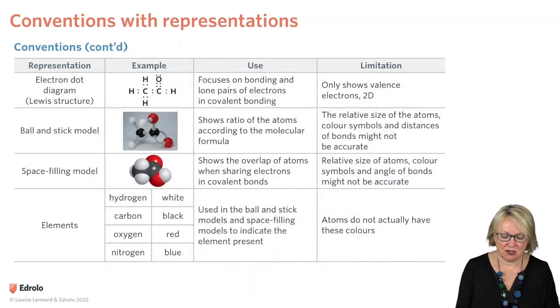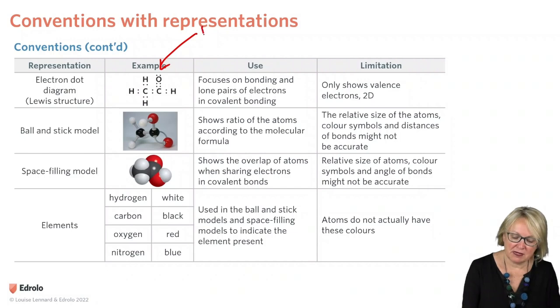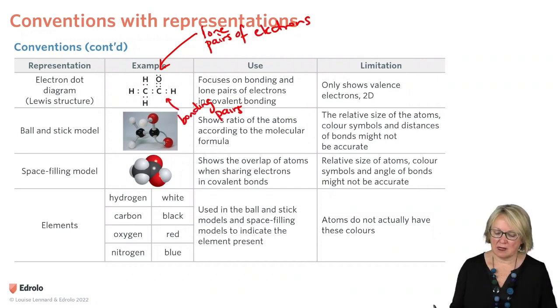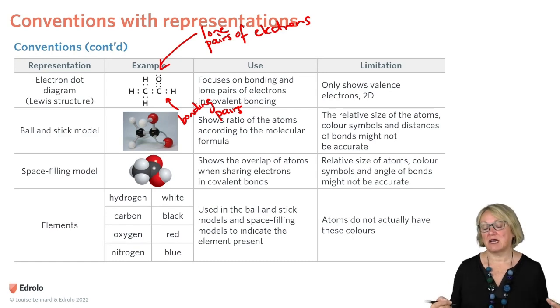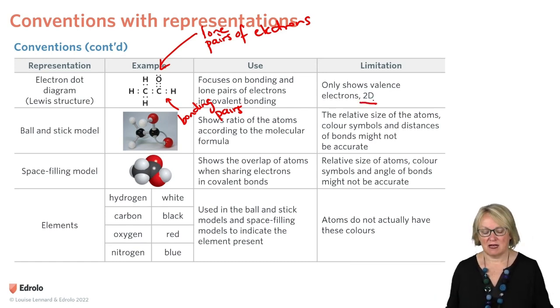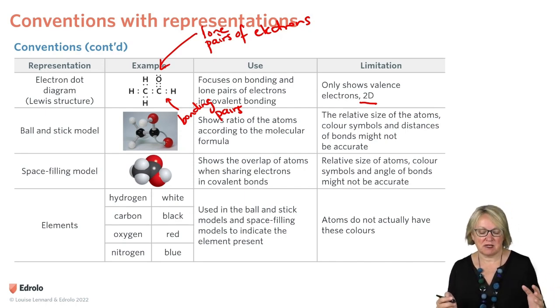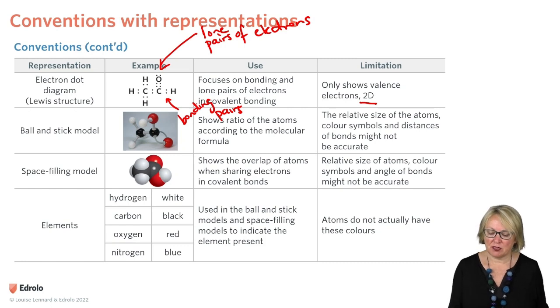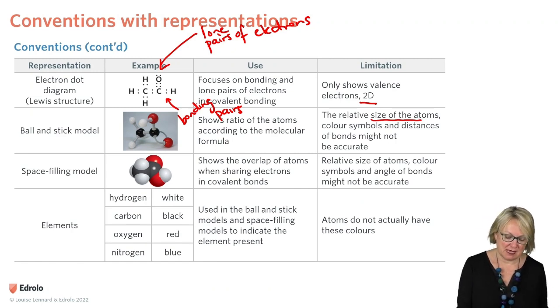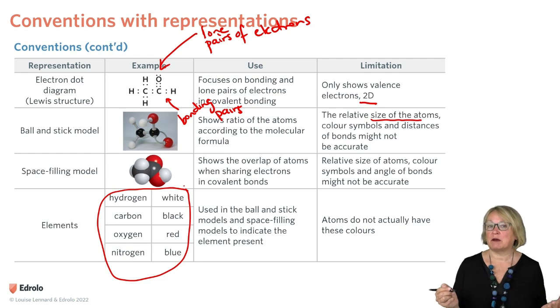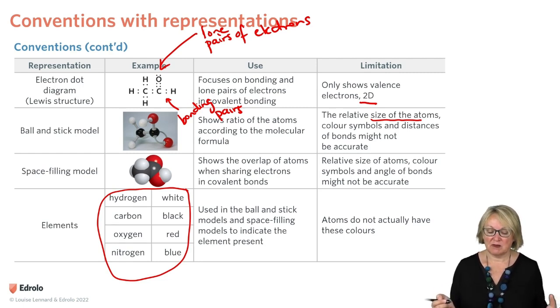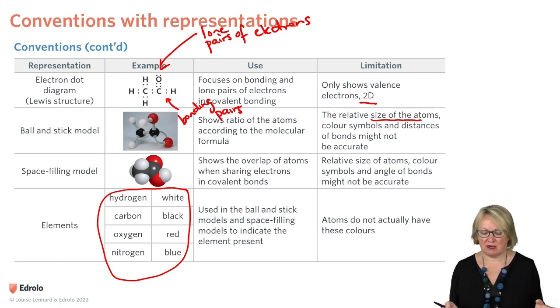Okay, we also have electron dot diagrams that show bonding pairs and lone pairs of electrons. It only shows the valence electrons, not the inner electrons, and again, it's a two-dimensional representation. Ball and stick models have the advantage that they show things in 3 dimensions, and they show the ratio of the atoms according to the molecular formula, but the relative size of the atoms and the colour symbols, which we tend to use, hydrogen white, carbon black, oxygen red, and nitrogen blue, are not the actual colours of the atoms, and the distances between the atoms might not be accurate, nor the angles.